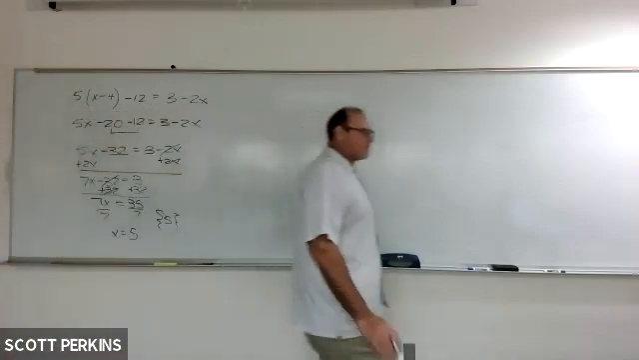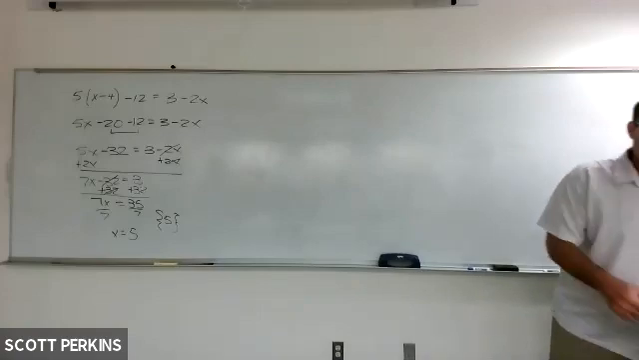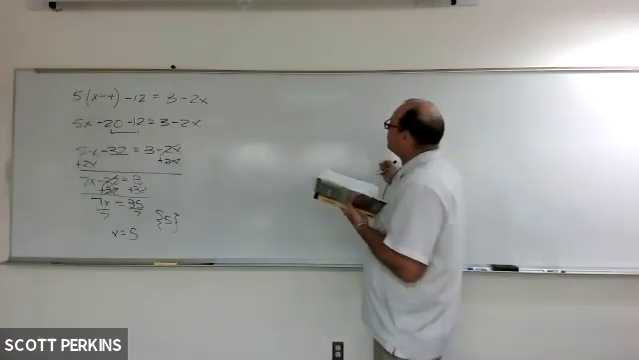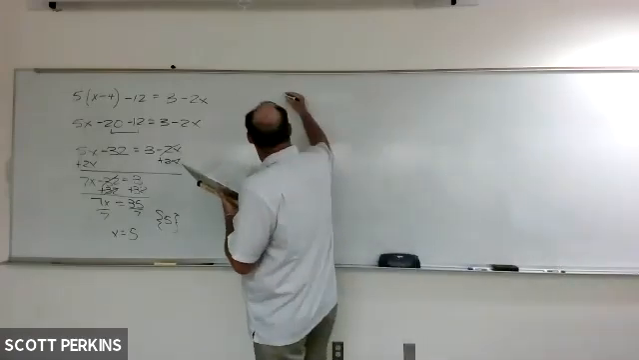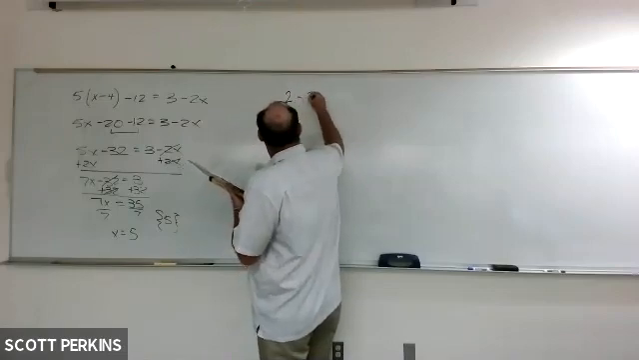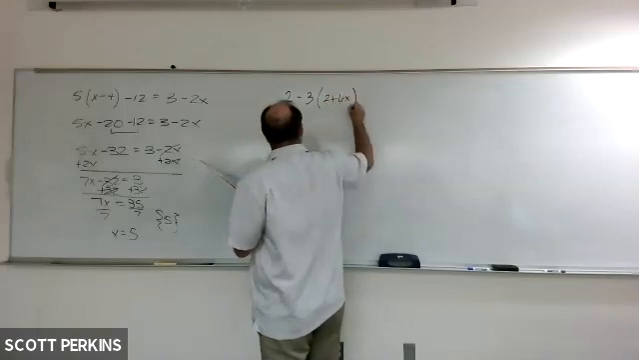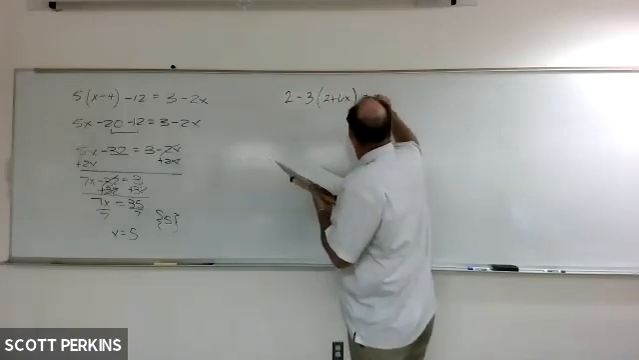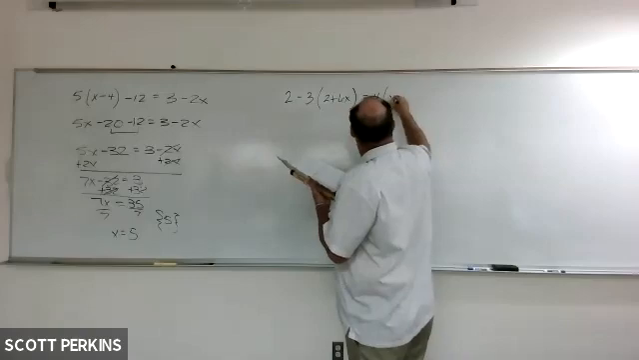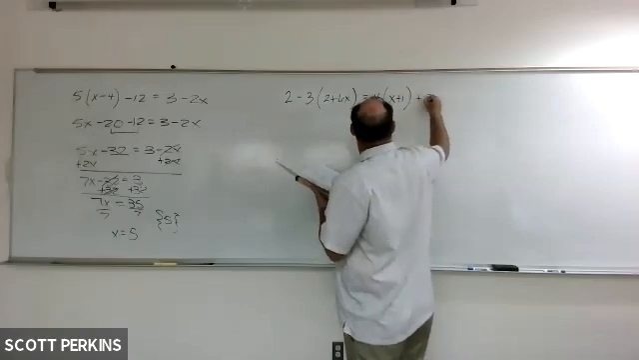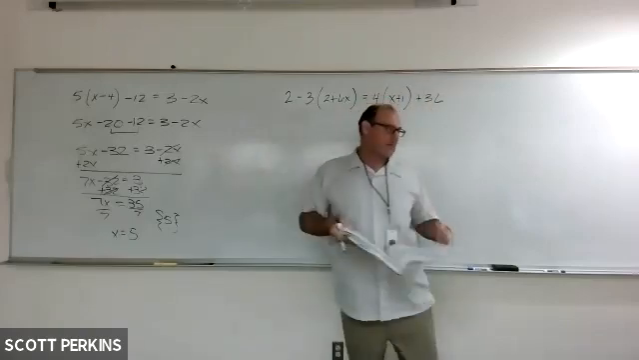Here's another problem that involves distributing. I have a reason for asking this one. I want to make sure we understand how the distributive property works. So here's your problem. 2 minus 3, parentheses, 2 plus 6x equals 4, parentheses, x plus 1, plus 36 outside the parentheses.